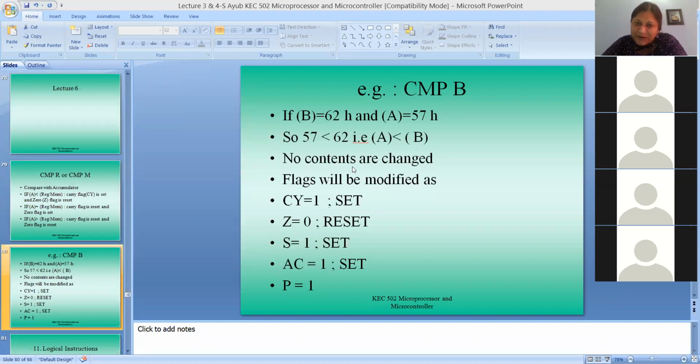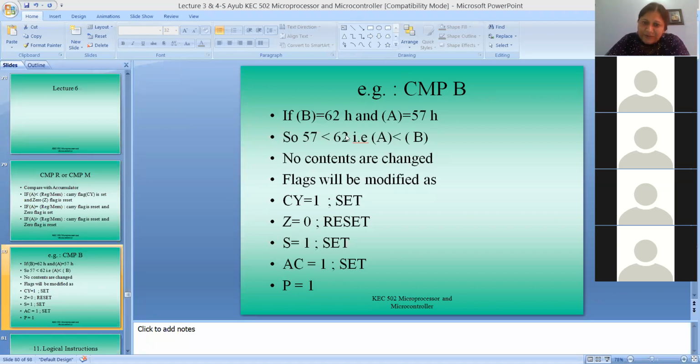Sign flag is nothing but the contents of the D7 bit. Your accumulator contains 8-bit data, so it will go from D0 to D7. Which is your most significant bit? Your most significant bit is D7. So whatever D7 is, that is considered as your sign flag. If your D7 is 1, then the sign flag is 1. If your D7 bit is 0, then the sign flag is 0. And what is auxiliary carry?